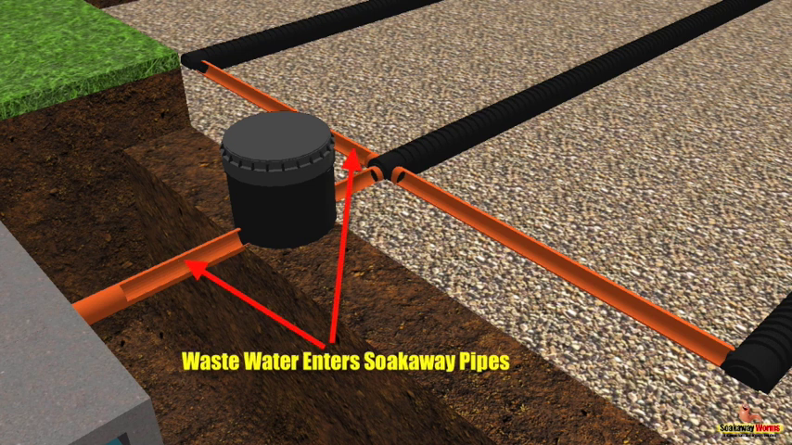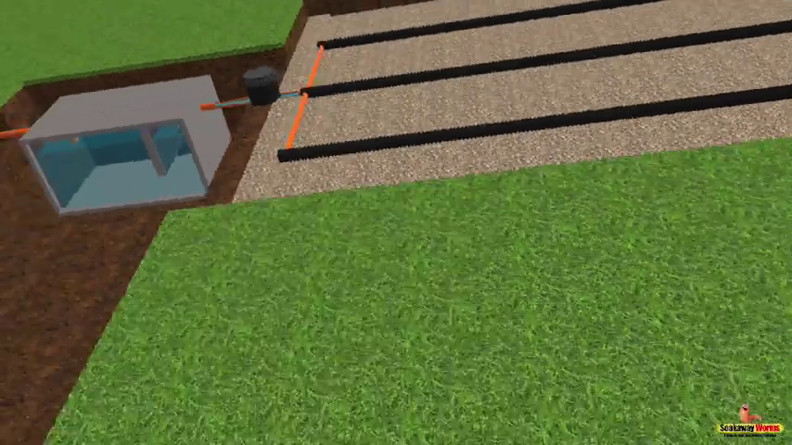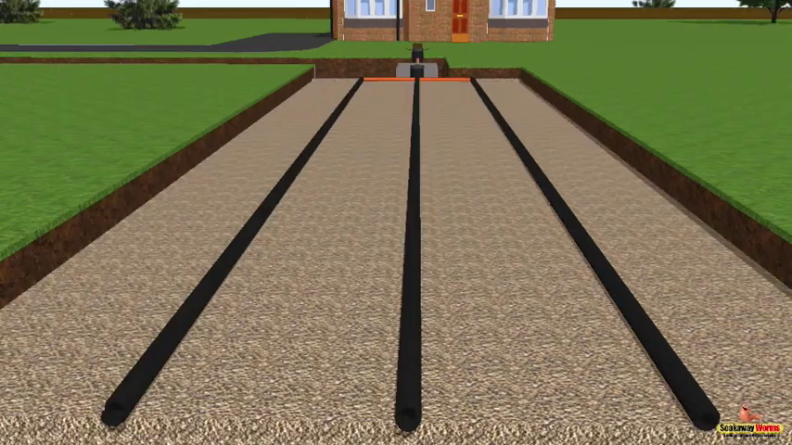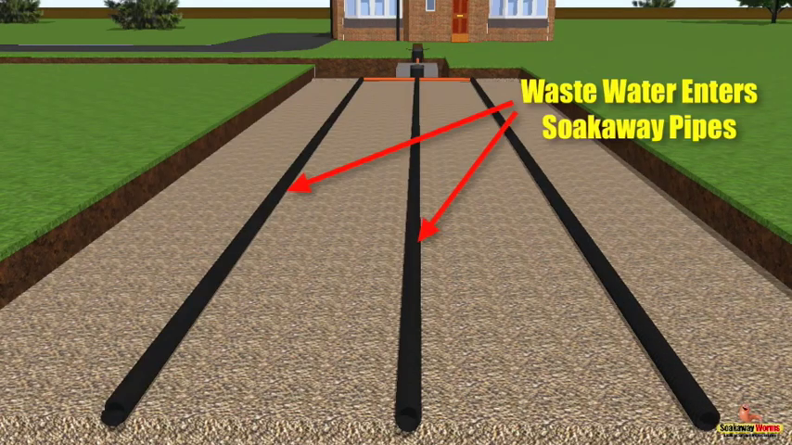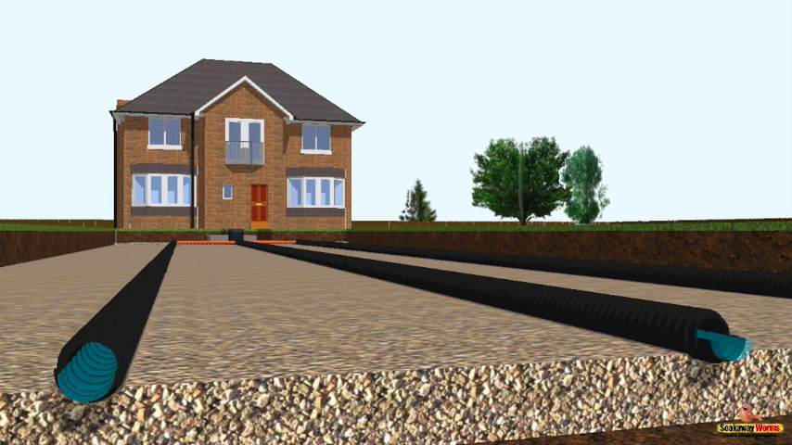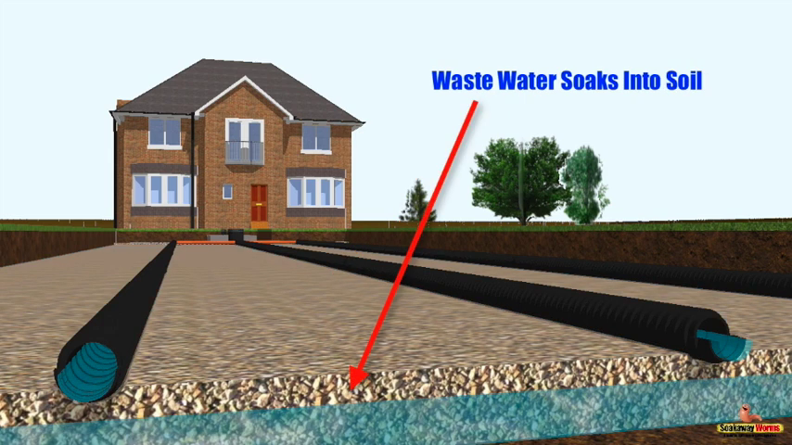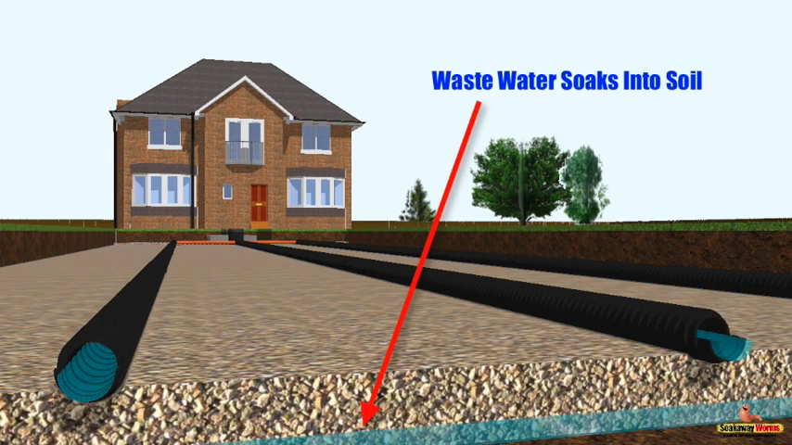The wastewater then leaves the septic tank and enters the soakaway system. And from there, the wastewater makes its way through the soakaway pipes. And once it enters the soakaway pipes, it's then slowly but naturally discharged into the gravel and soil.